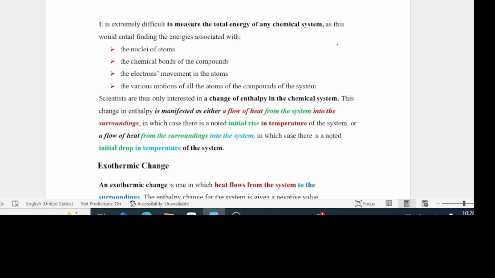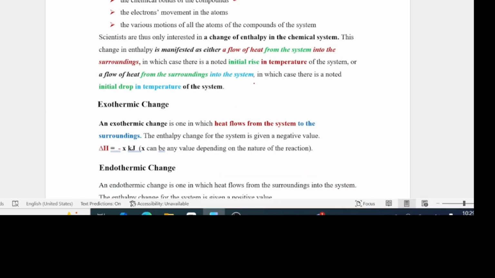It is very difficult to measure the total energy of any chemical system, as this would entail finding the energies associated with lots of stuff: the nuclei of the atoms, the chemical bonds of the compounds, the electrons' movement within the atoms, the various motions of the atoms of the compounds in the system. But scientists are only interested in a change in enthalpy of the chemical system.